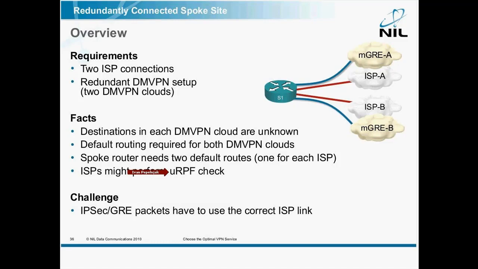The challenge is that the ISP might be performing a reverse path check so that they would stop idiots blasting other people through their internet path. And if an ISP performs the URPF check, you're in deep trouble because you have to guarantee that the traffic for MGRE-A is truly exiting your router through the upper link, where the traffic for MGRE-B goes through the lower link. So the GRE packets have to use the correct ISP link based on which tunnel it is.